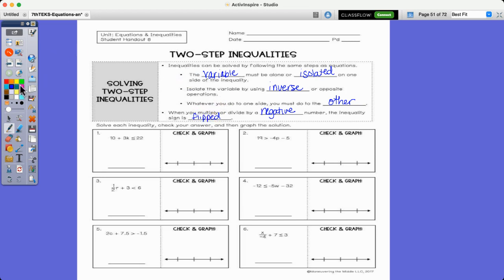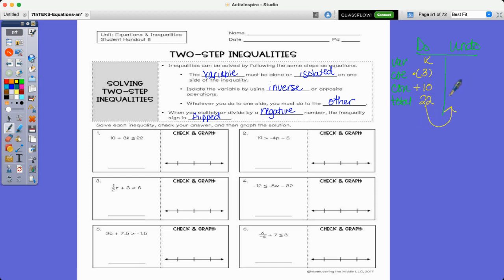Okay, so we are going to do our do and undo method, and we're going to practice this. Do, undo, var, co, con, total. Our first problem is 10 plus 3k is less than or equal to 22. So my variable is k. My coefficient is the times 3 in front of it. My con is 10, and that's a positive 10 because there's no sign there. And then my total is 22.